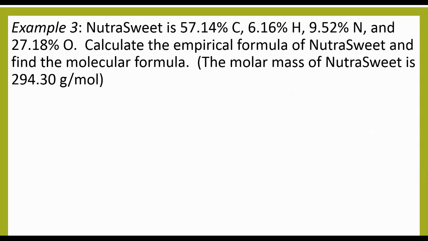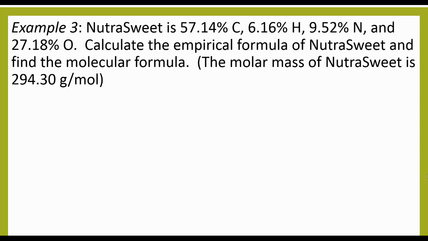Okay, so NutraSweet, the artificial sweetener, has a mass of 57.14% carbon, 6.16% hydrogen, 9.52% nitrogen, and 27.18% oxygen. We're being asked to calculate the empirical formula of NutraSweet and find the molecular formula. And we're given the molar mass of NutraSweet is 294.30 grams per mole. So in this case, we're given percentages.